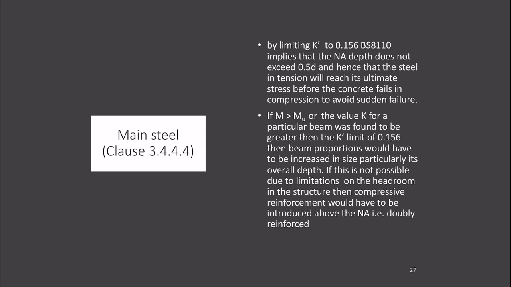By limiting K prime to 0.156 in BS8110, implies that the neutral axis depth does not exceed 0.5D and hence that the steel tension will reach its ultimate stress before the concrete fails in compression to avoid sudden failure. So, senang cerita, kalau K awak ni less than K prime, maksudnya takkan fail, sudden failure. Kalau K lebih daripada K prime, okay, dia akan steel tension will reach its ultimate stress. Okay, jadi dia akan fails in compression and akan fail lah. And same goes with M is bigger than MU. So, definitely you know kalau K bigger than K prime, meaning M awak akan lebih besar daripada MU. So this thing is related.